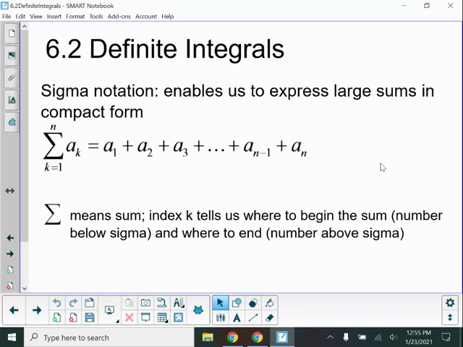So rather than having to write out all of those terms separately, we can do a sigma. That's that capital Greek letter that kind of looks like a weird E, and that expresses how many terms we have. So your A sub k would be your term or like your equation. You start with whatever number's on the bottom, and then you go to the number that's on the top using integers. So this one would start at A sub 1 and then go the whole way up to A sub n. So sigma itself does mean sum. Your index k, again, is going to tell you where to begin, and then the number above is going to tell you where to end.